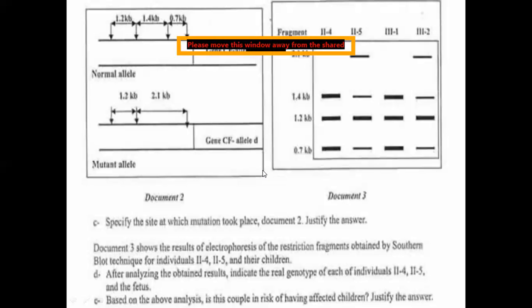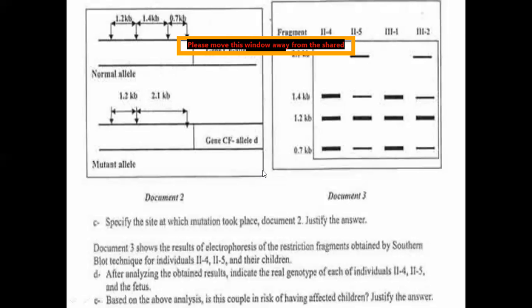Okay. So first of all, let's start with 2-4. They have thick bands on 1.4, 1.2, and 0.7. Very good. So you have two fragments of 1.4 kilobase, 1.2 kilobase, and 0.7 kilobase. Here, do these bands correspond to the normal or to the mutant one? Normal. So their genotype should be what? NN. Very good. So this one should be NN, 2-4.